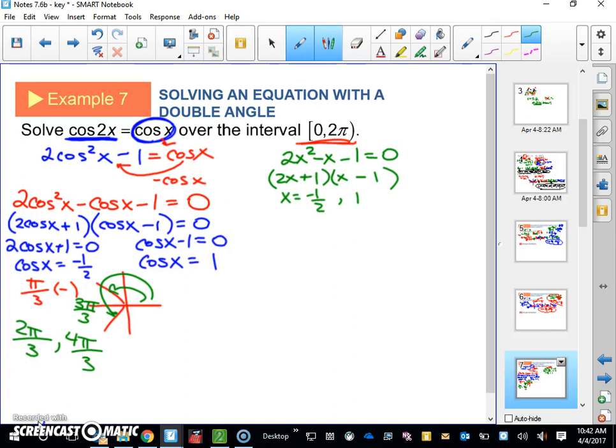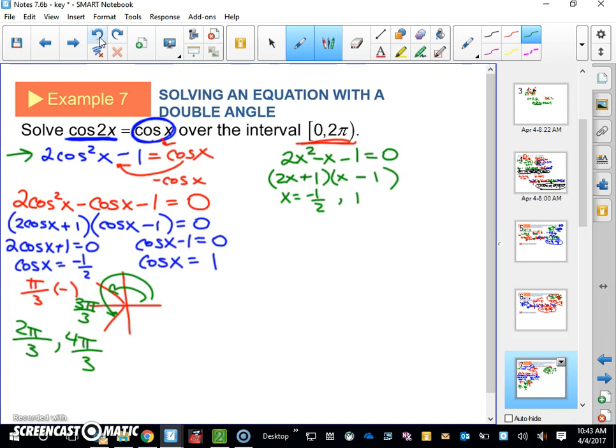Now, I don't know if you noticed, but as soon as we got to this step here, we no longer had a double angle, so we're not going to have to worry about doubling that interval. As long as we're just solving for x and don't have any 2x anymore, we got rid of that double angle. So when we got rid of that double angle, we didn't have to do a double interval. So my 2pi/3 and my 4pi/3, they're good.